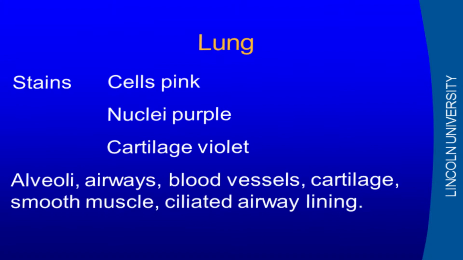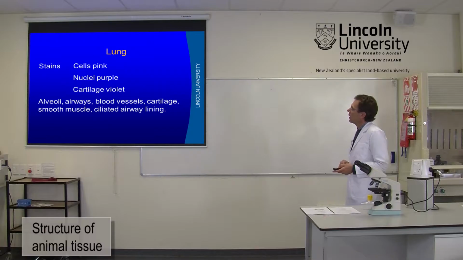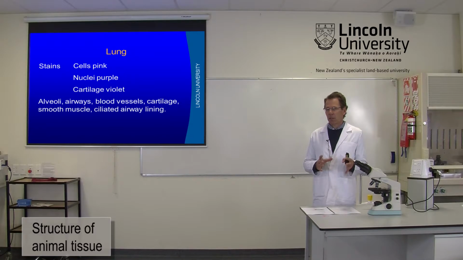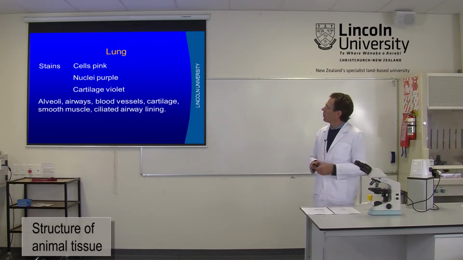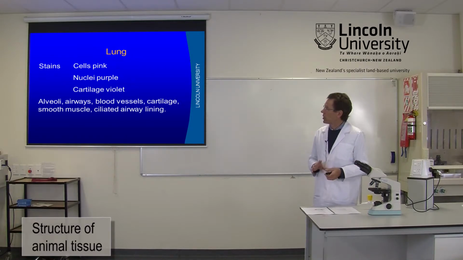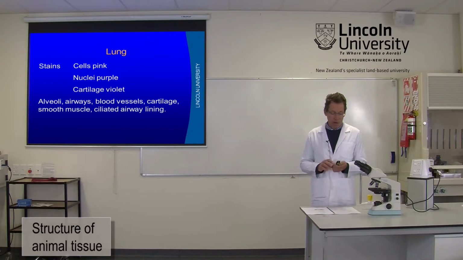We'll see the cartilage, we'll see some smooth muscle, and we'll see the airway linings, which are ciliated, and cilia are very fine hairs that line the upper airways of the lung, and we'll talk about those a bit more in a minute. So just before we look at this under the microscope, I'm just going to look at the real thing for a moment and just talk about how what we're going to see under the microscope slide differs from what the lung would be in a live animal.